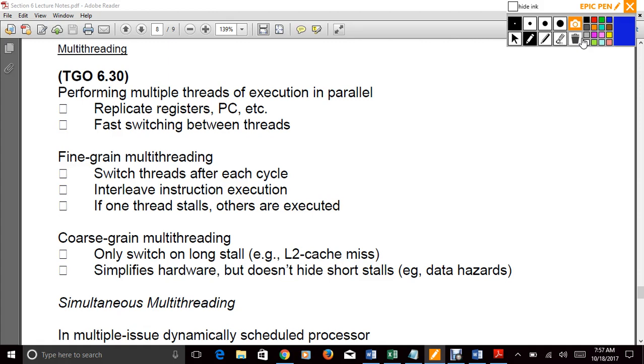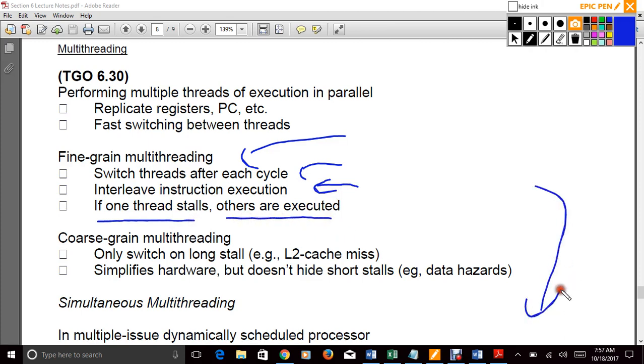So fine-grained multi-threading, we define here as switching the threads after each cycle. We're going to interleave instruction execution, and if one thread stalls, we're going to start executing the other threads. And I have a diagram down here after the topical guide objective that shows precisely what this is.